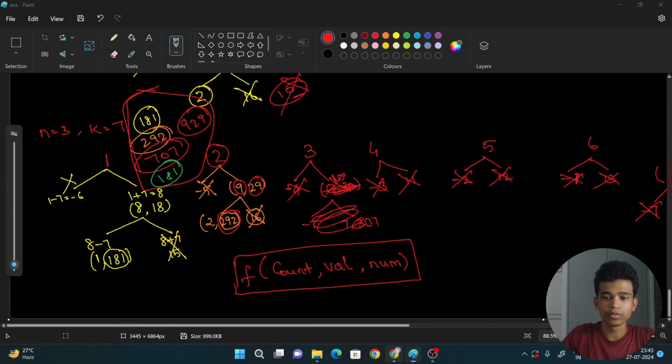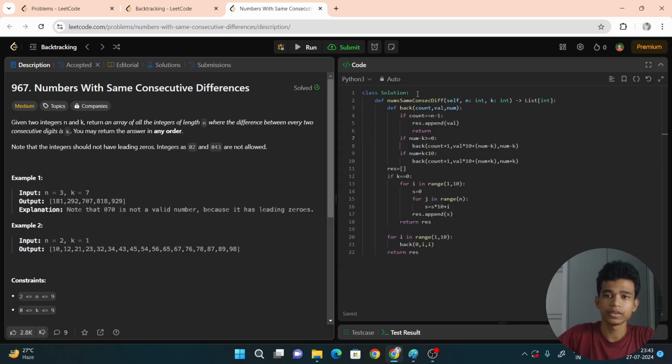Fine. Now it's time to go for the coding part. So see this. Def backtrack of count, val, num. I told you, right? Now, if count is equal to n minus 1, which means I got the required digits, initially count is 0. If I got the count as 2, then I should stop, right? Okay. Now, result dot append of val and return it.